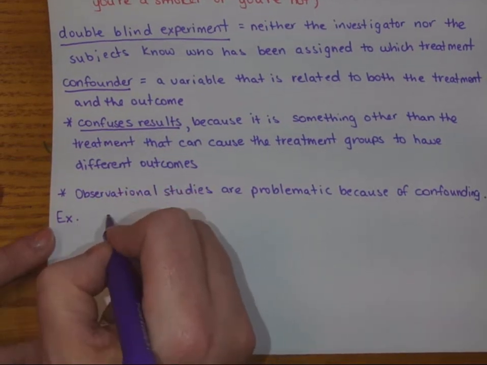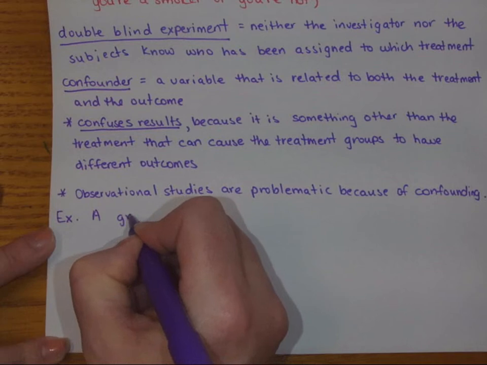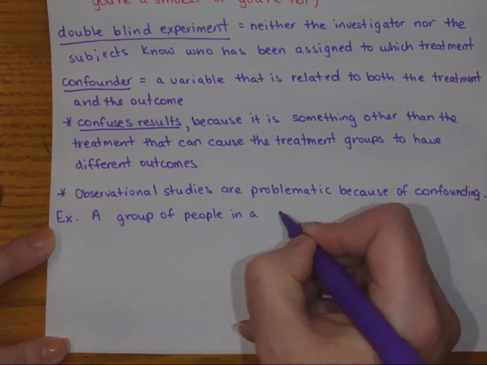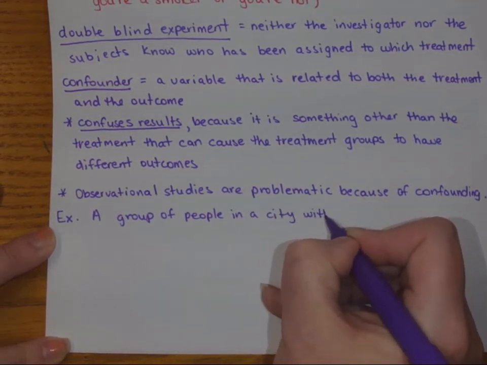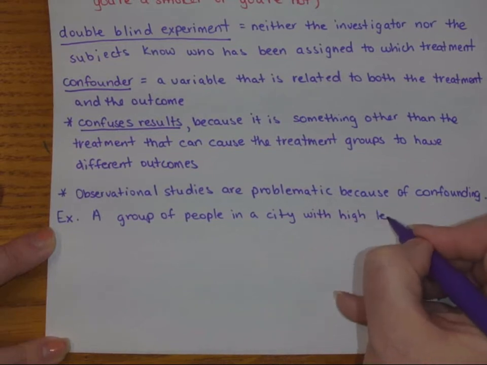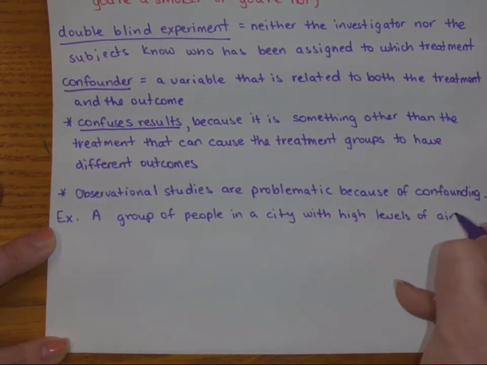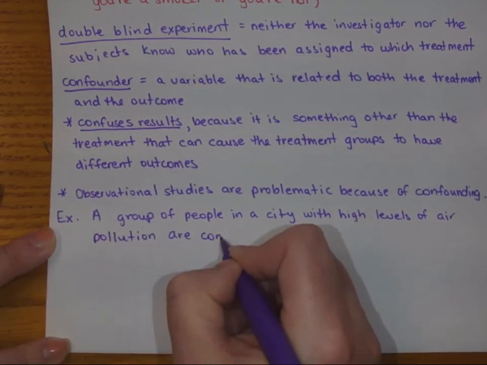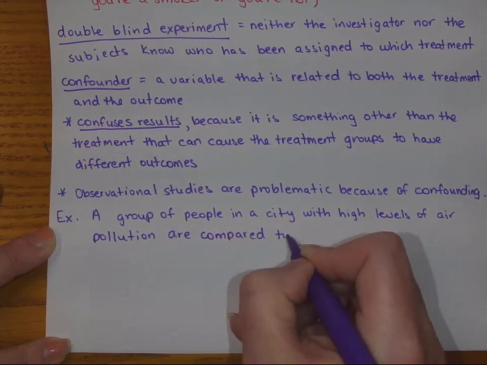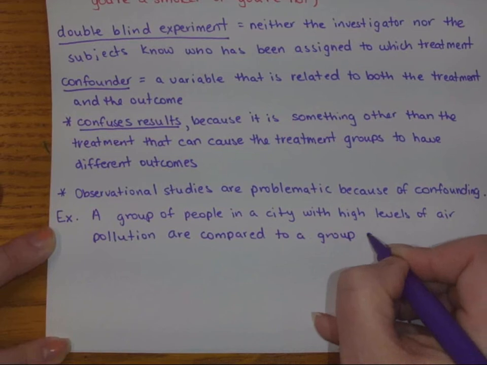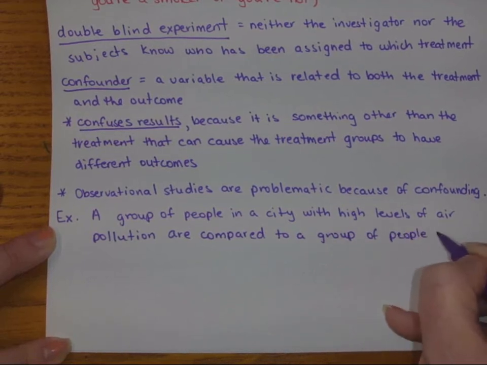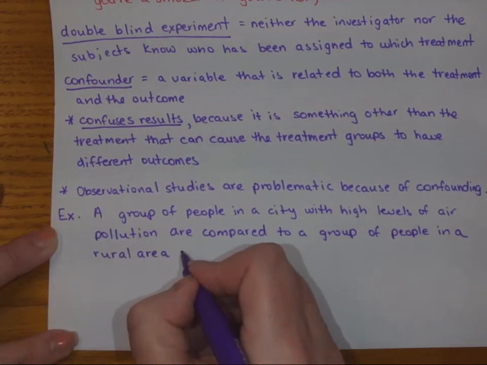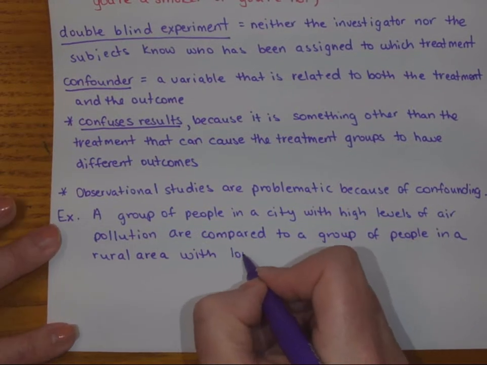All right, so let's look at a scenario. So let's say that a group of people in a city with high levels of pollution, so think like LA or something, are compared to a group of people in a more rural area, say Leonard, with low levels of air pollution.